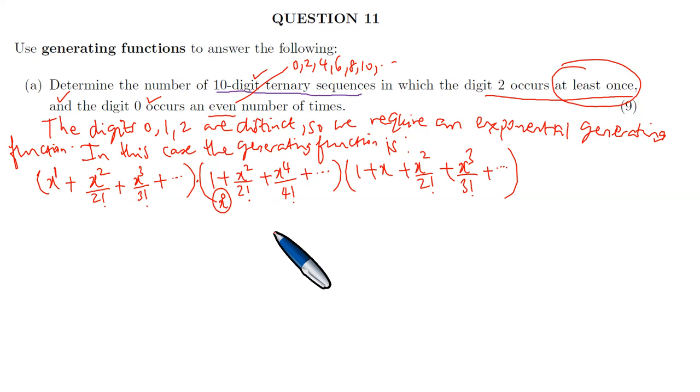Remember that we are dealing with the number of ternary sequences. What are the ternary sequences? Because we're dealing with 10-digit ternary sequences in which we have that. This is a very interesting problem.